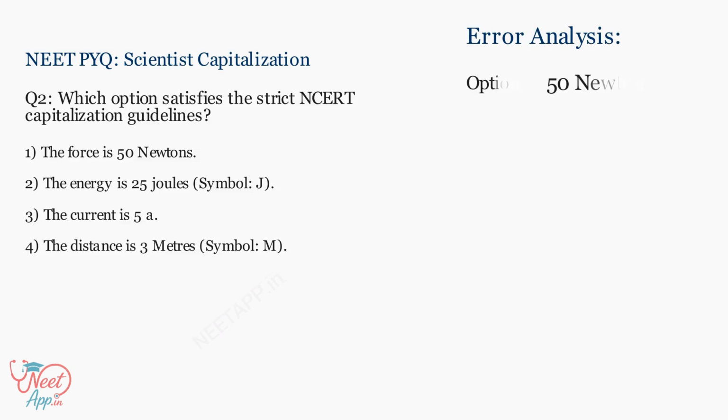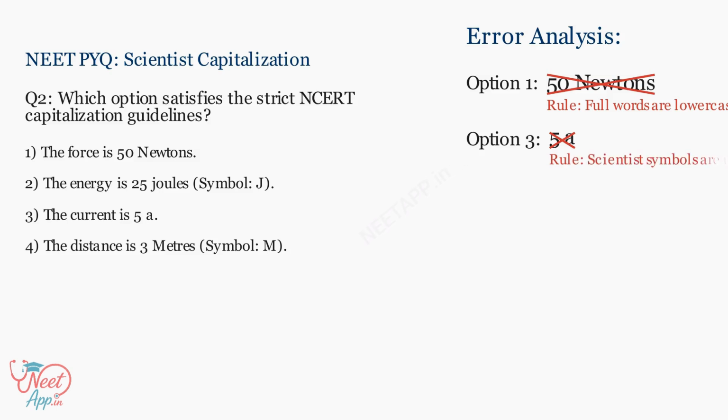Look at option 1. The force is 15 newtons with a capital N. This is incorrect. The rule states that the full word of a unit named after a scientist must always be written in lowercase. It should be a small n. Now look at option 3. The current is 5A with a lowercase a. Wrong again. The symbol for a scientist's unit, like the ampere, must be capitalized. It should be a capital A.